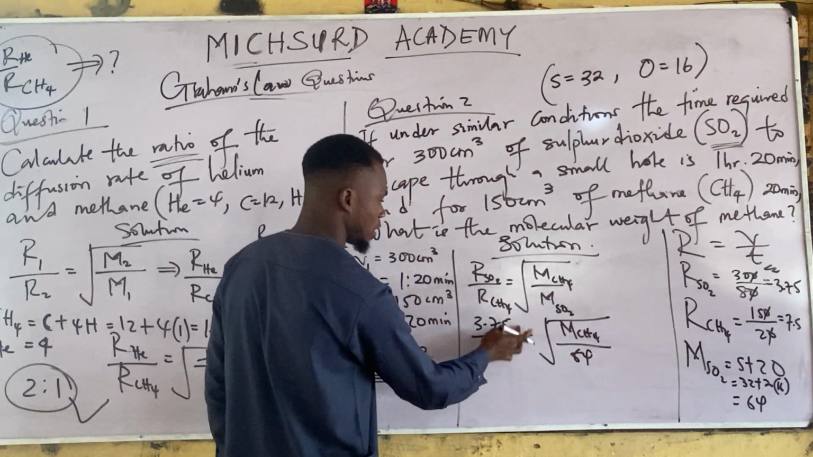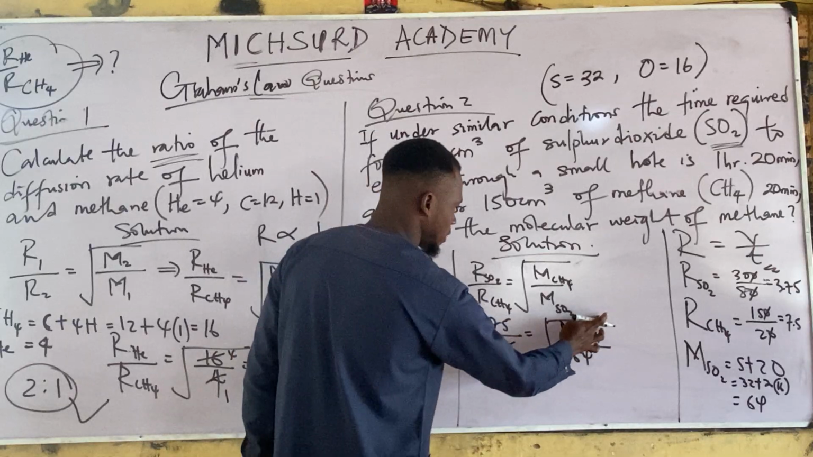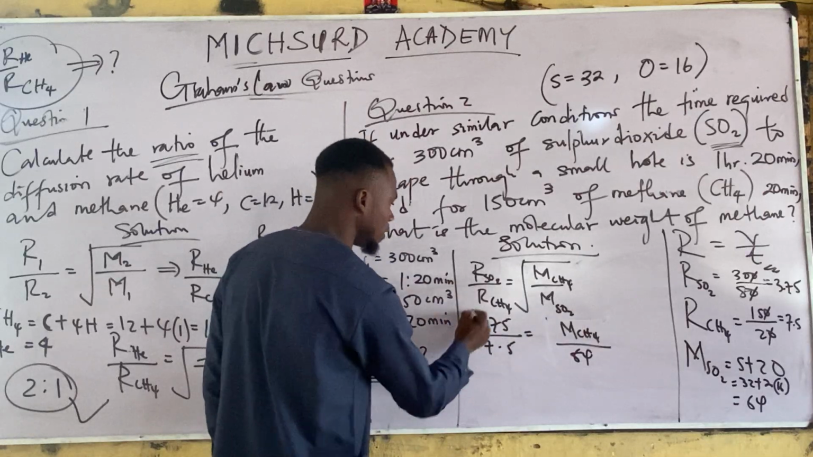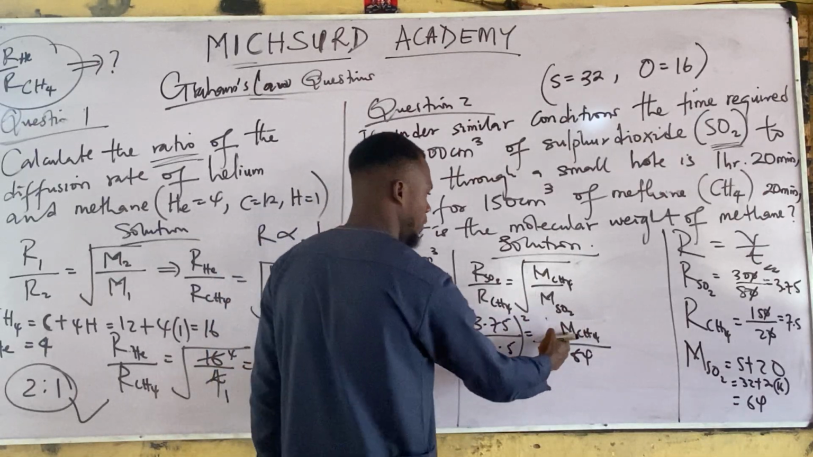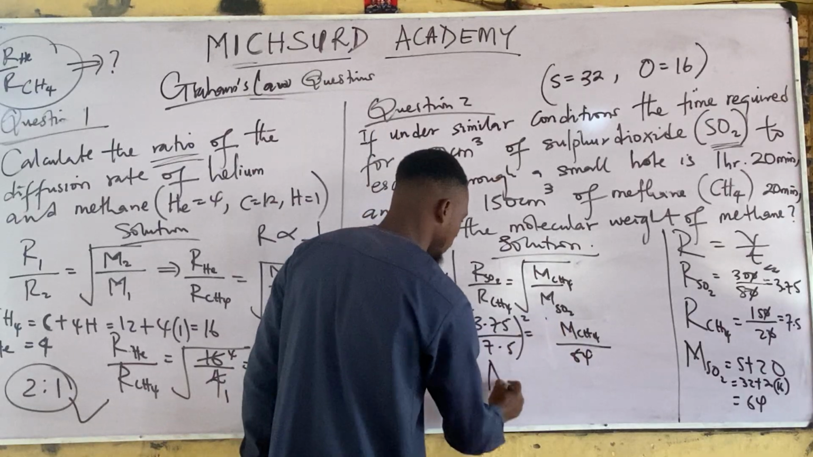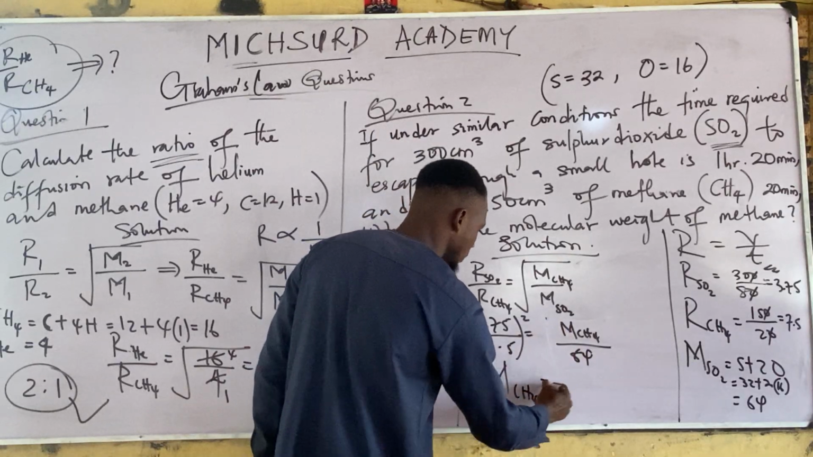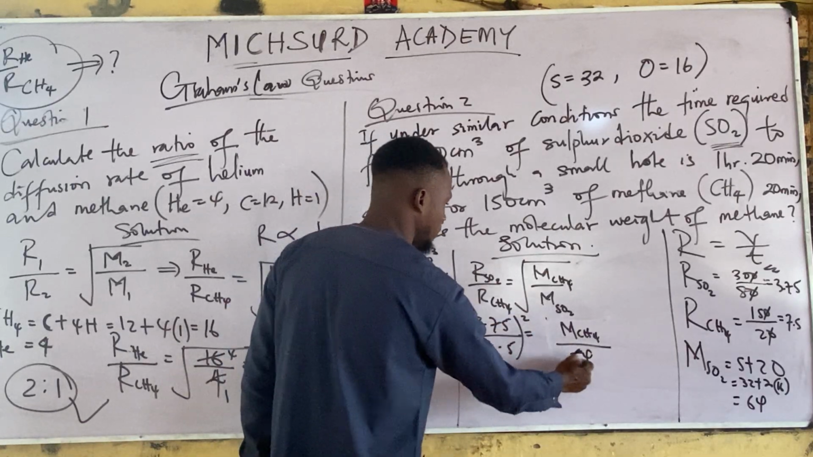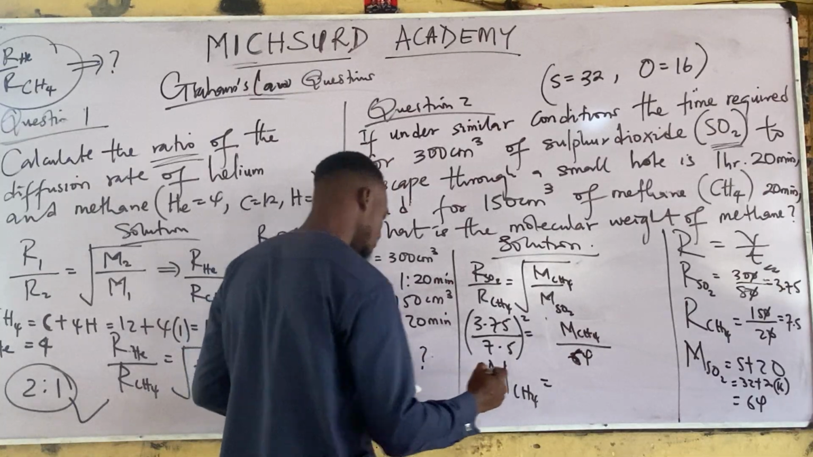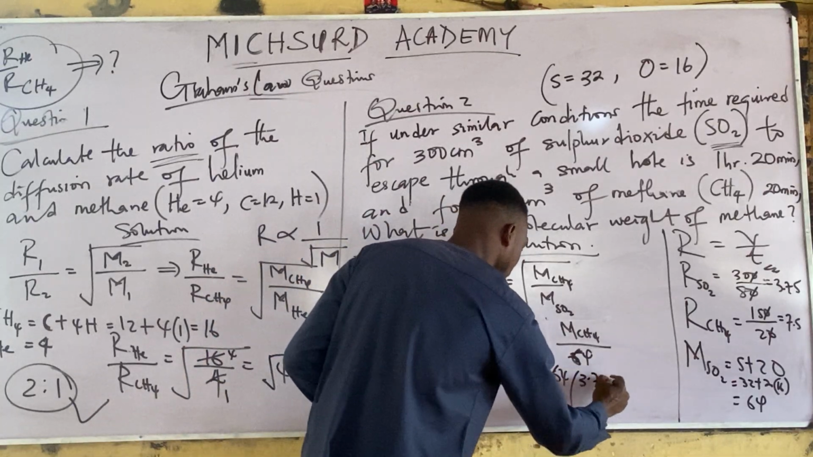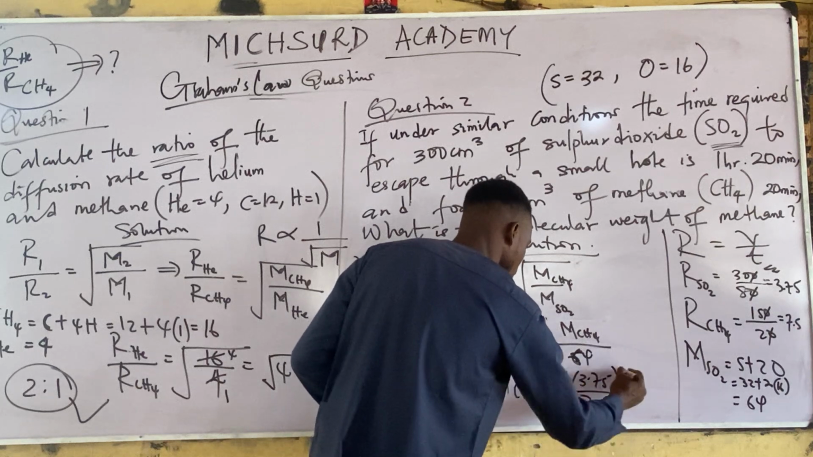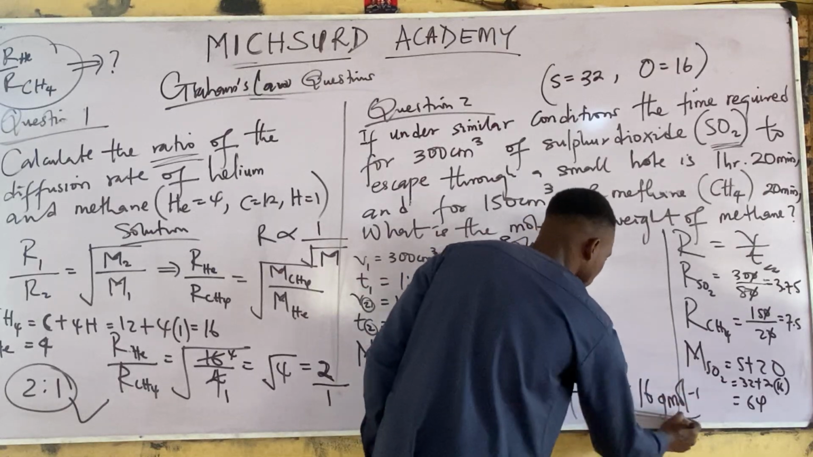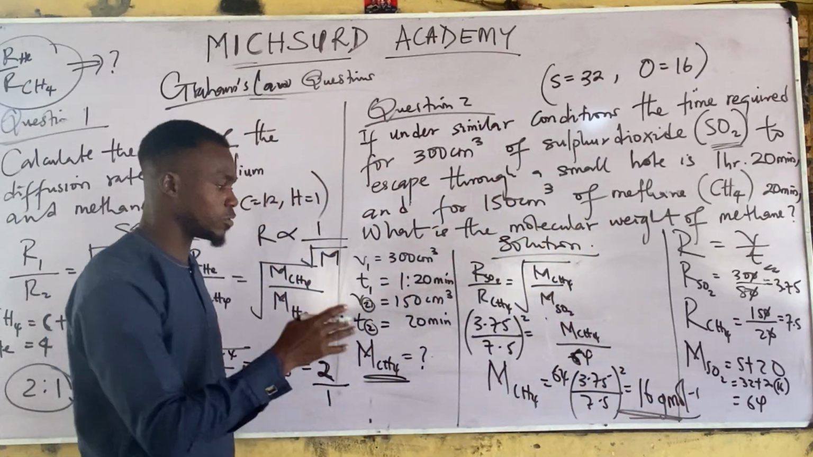Now we can punch this in the calculator, but what you see is the square root here. We want to remove it and bring it over to this side. If the square root leaves here, it crosses to this side and becomes squared. Now we can make M2 the subject of the formula. So we have M of CH4 equal to this cross multiplied with this. You can punch this in your calculator, square it, then multiply with 64. So we will have 64 times 3.75 over 7.5, all squared. In the calculation we got 16 grams per mole. So that is how you get the molecular mass of methane.